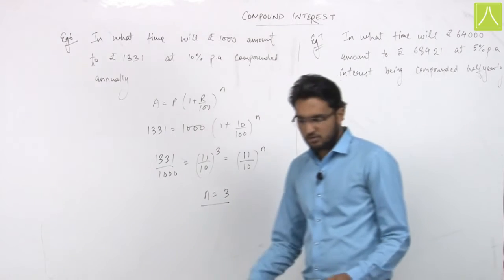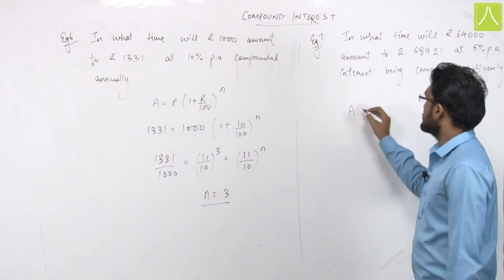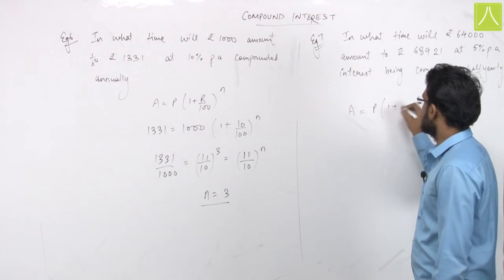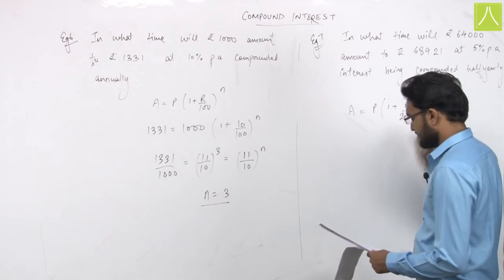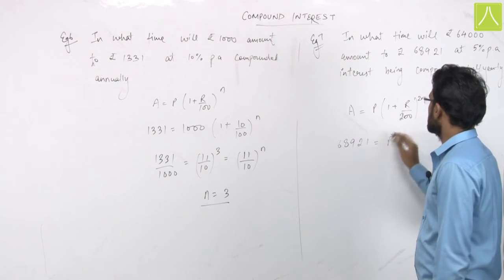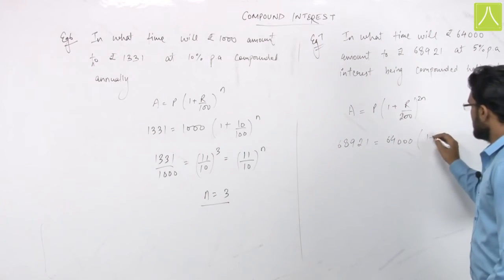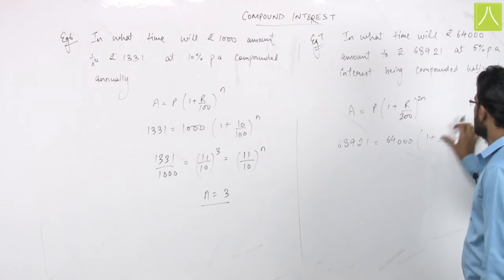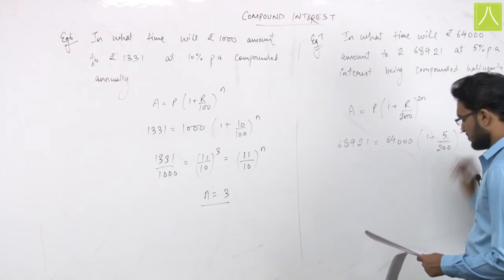Now we have to calculate the time over here. When the interest is being calculated half yearly, we know the formula for the amount, which is equal to principal into (1 plus r upon 200) whole power 2n. Substituting the values over here, we get 68921 equals principal value 64,000 into (1 plus the rate of interest 5%) whole power 2n.